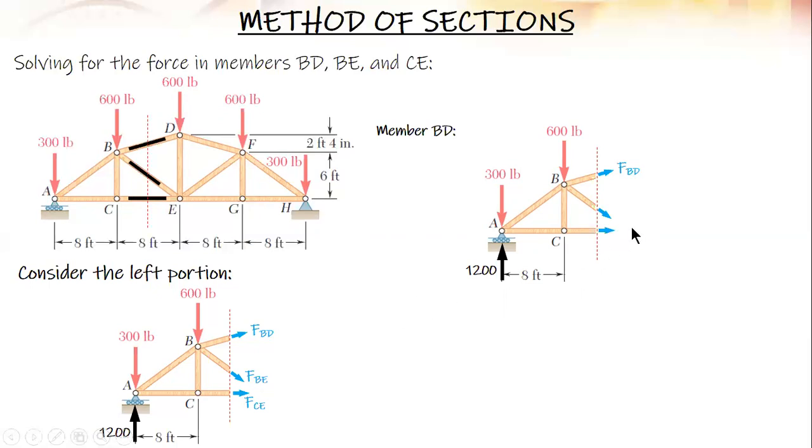So, sum up moments at E. Now, the force in BD is inclined, so you need to get the horizontal and vertical components. For the slope, BD or DF, they are the same. You divide vertical over horizontal.